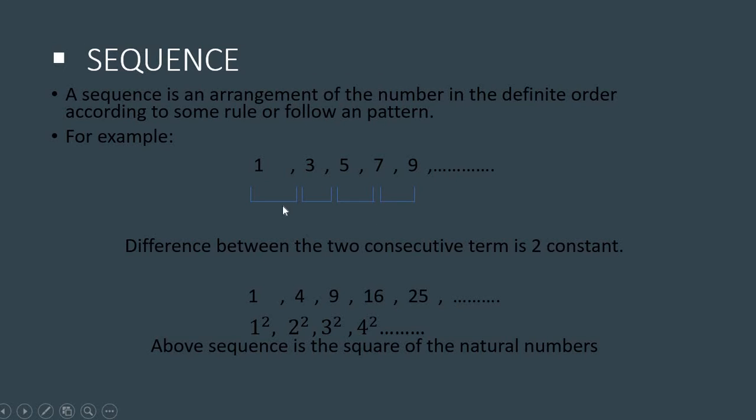Meaning if you subtract the previous term from the next term, you will get a constant. Like 3 minus 1 equals 2, 5 minus 3 equals 2, 7 minus 5 also equals 2, 9 minus 7 is also equal to 2. So this sequence follows a rule in which if you add 2 to the previous term, you will get the next term. Like 1 plus 2 equals 3, 3 plus 2 equals 5, 5 plus 2 equals 7, 7 plus 2 equals 9.